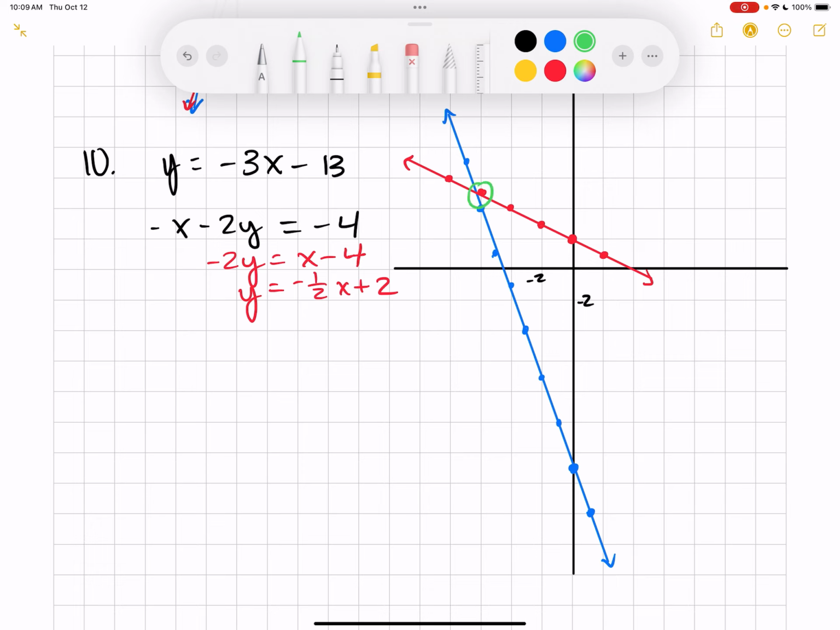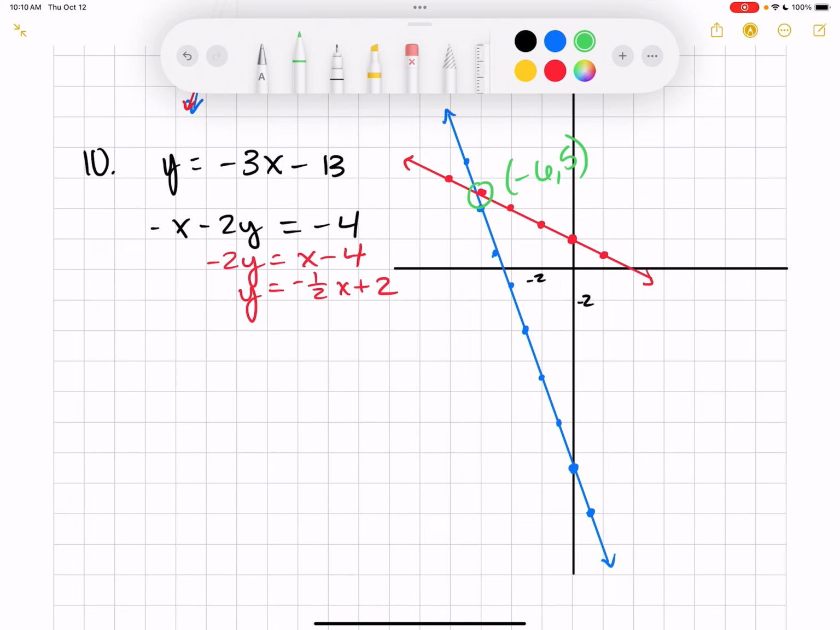It's not lined up perfectly, but about what would that point be? Keep in mind I counted by twos. Negative 6, and 5. 1, 2, 3, 4, 5. All right, so -6, 5.